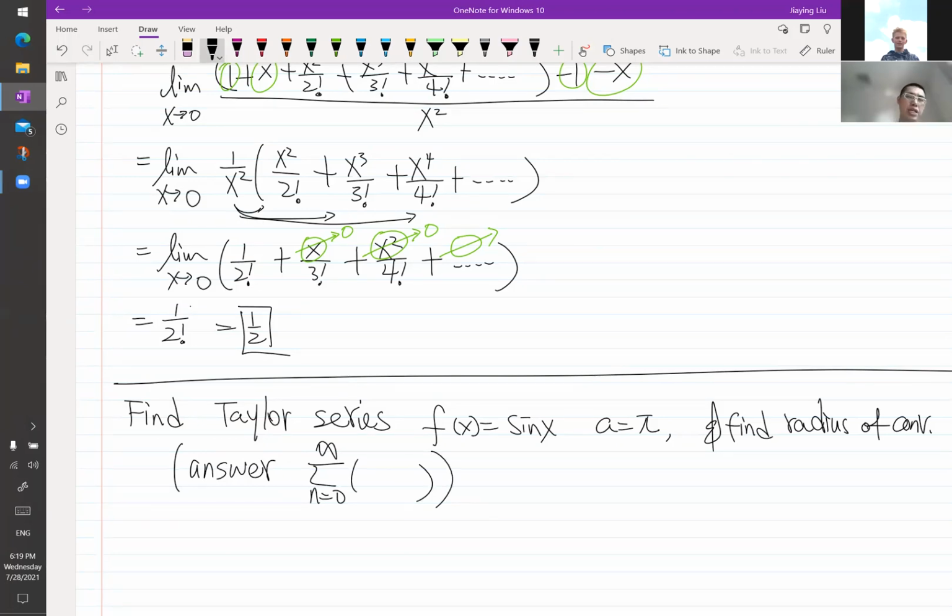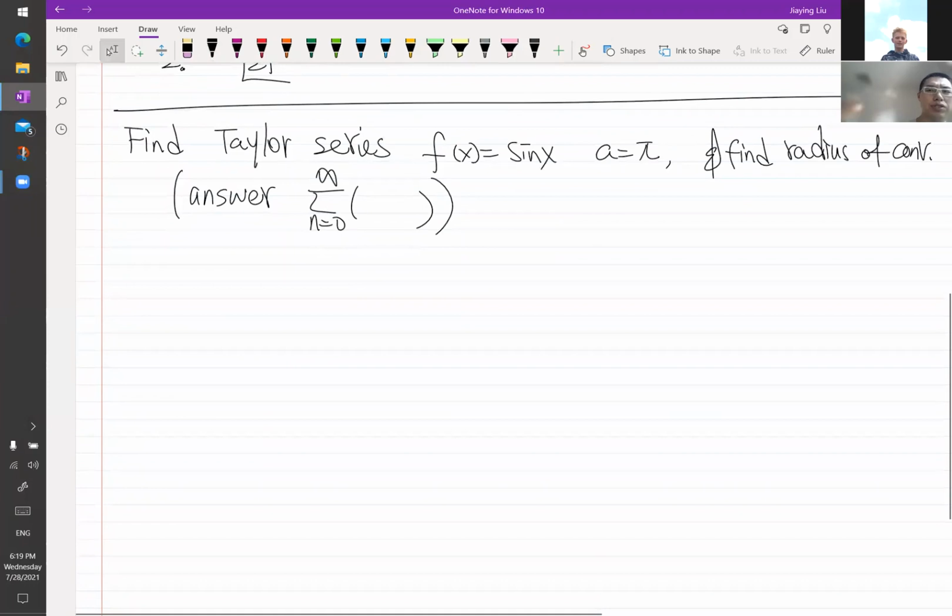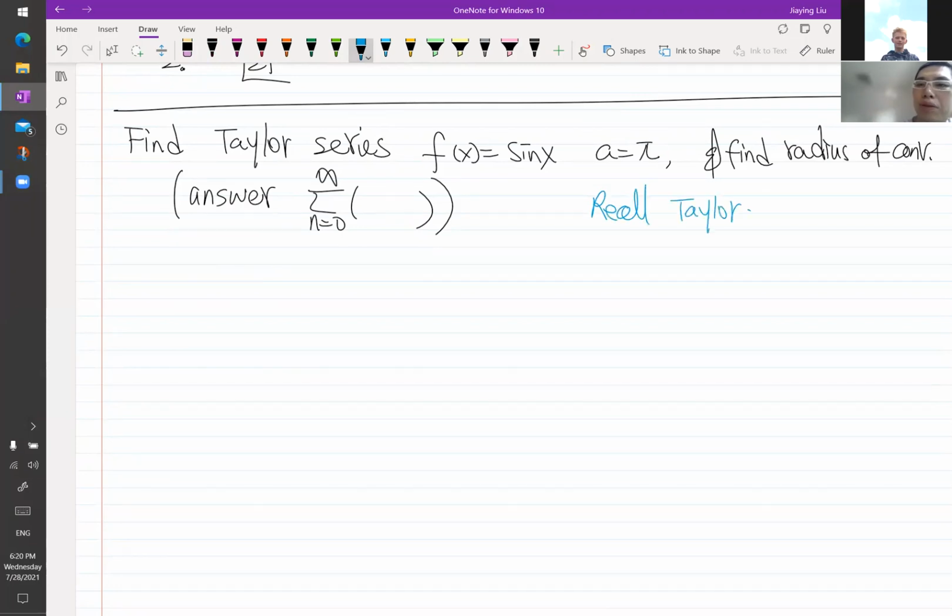So I'm just going to follow what we did before. When we find a Taylor series or Maclaurin series, we need to know the derivatives evaluated at the given a, right? So recall the Taylor series has the form: the nth derivative of f with a being the input, divided by n factorial, times x minus a to the n, with n from 0 to infinity, right? So we need a lot of derivatives.